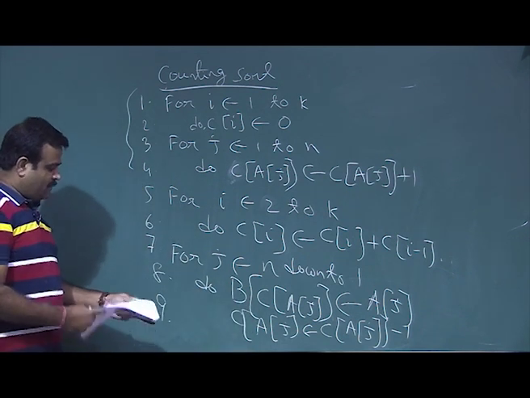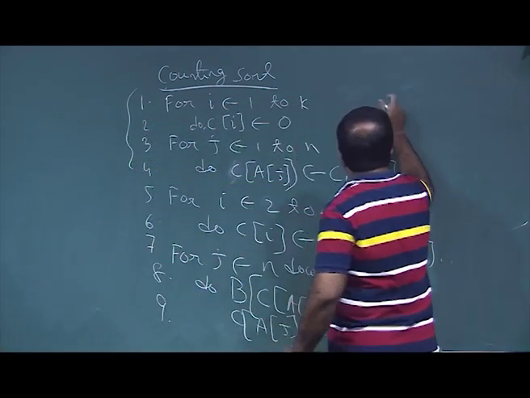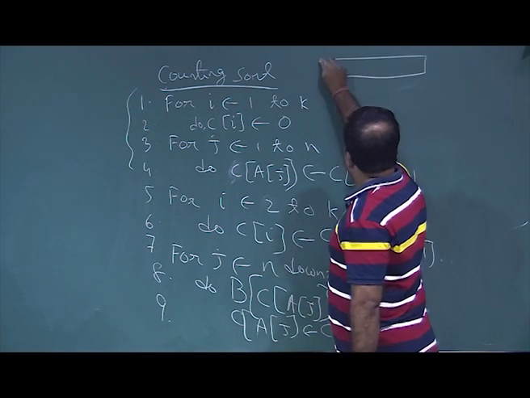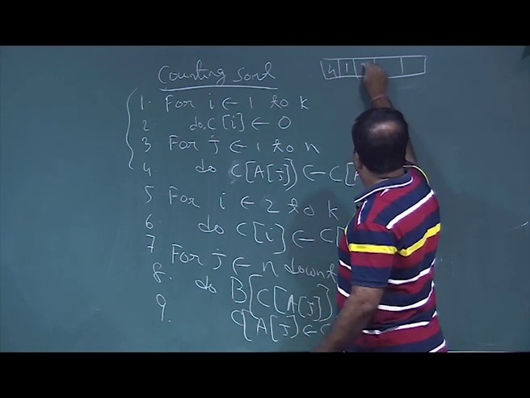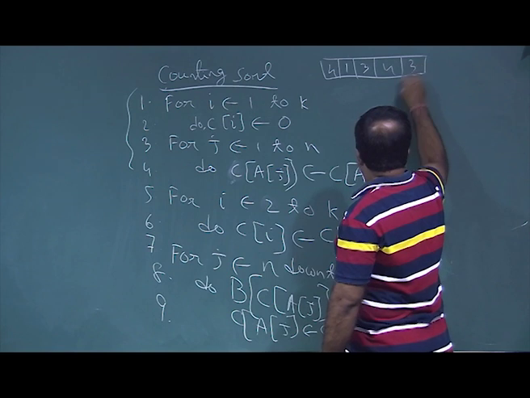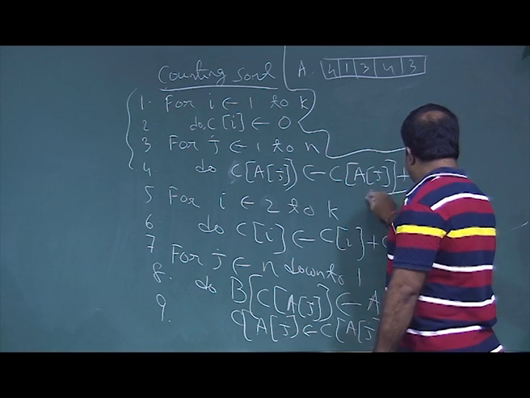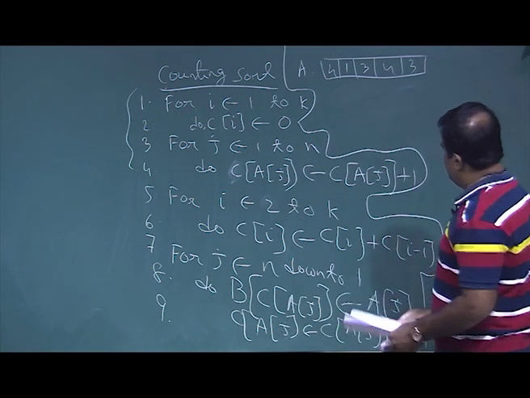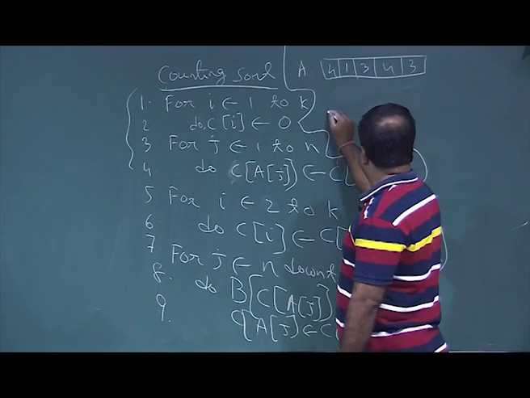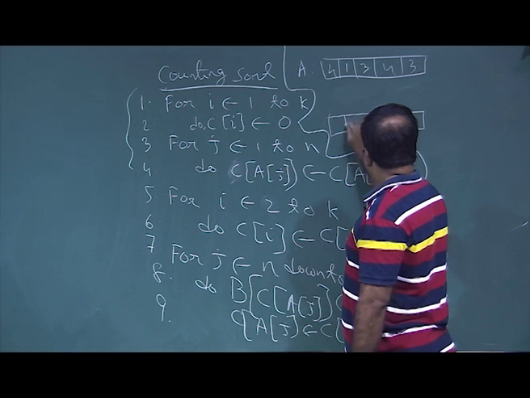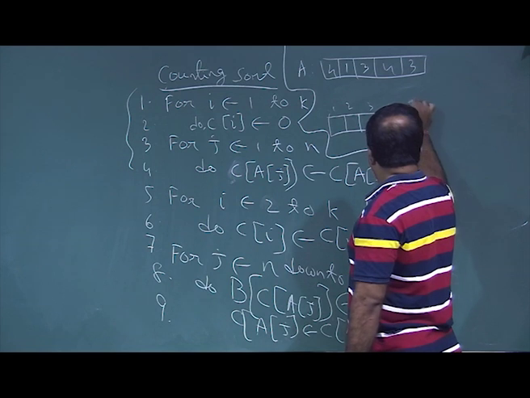Let us take an example. We take the same earlier example. Suppose we have this input A array, there are 5 elements: 4 1 3 4 3. So, this is the A array. Now, we are going to fill this into the B array. B also has to be 5 elements: 1, 2, 3, 4, 5.